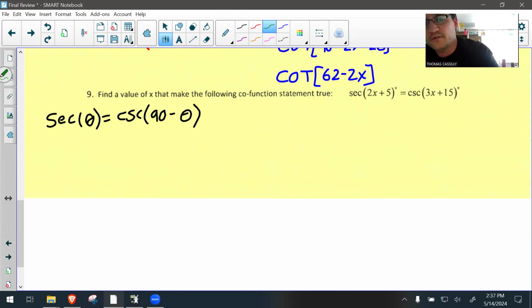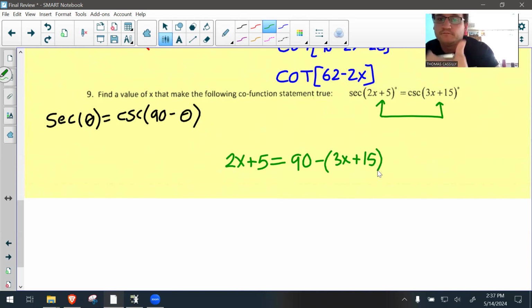If we set these two things equal to each other, that's incorrect. So we're going to have to throw that 90 minus in there somewhere. Doesn't really matter which side you put it on. So here's what I'm going to do. I'm going to say 2x plus 5 is equal to 90 minus the cosecant side, so 3x plus 15.